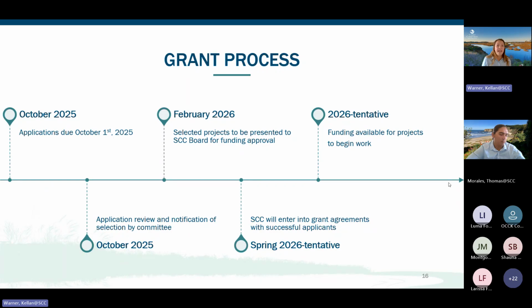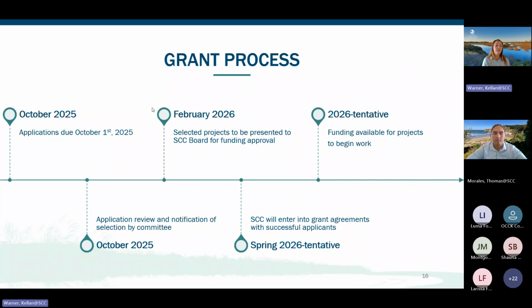The provisional notifications of award or denial will be sent out also in October, so we're hoping to get through our review quickly. And then the selected project proposals are due to be presented to our Coastal Conservancy Board for funding approval in February of 2026.